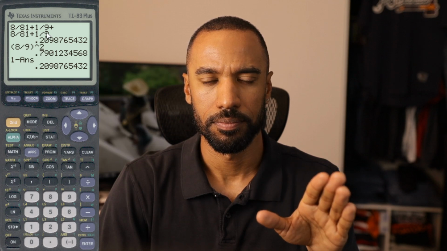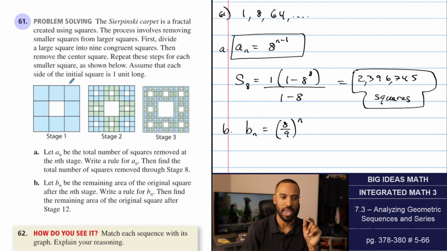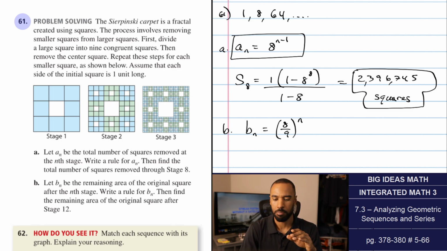1/9 is how much is removed after the first square. 8/81 is how much is removed in stage 2, because there are 8 of these ones. This is 1/81, 1/81. There are 8 of them plus the 1/9, and that becomes this area right here. I might be overthinking the problem, which is not something I endorse. So that becomes this here. This is how much is removed in area.